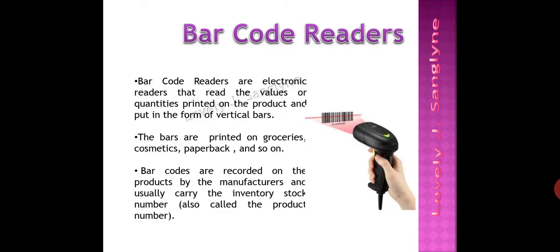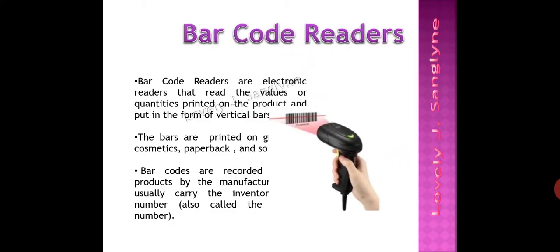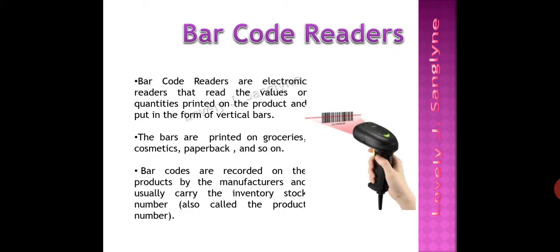Barcode readers are electronic readers that read the values or quantities printed on the product and put in the form of vertical bars. Barcode readers are also called price scanners, used to capture information in a barcode by directing a beam of light across the barcode. You must have seen barcodes that are printed on groceries, cosmetics, paper bags, and so on.